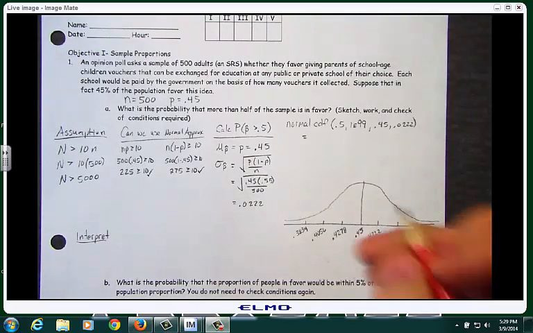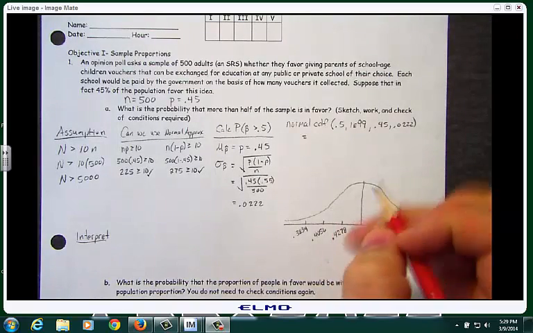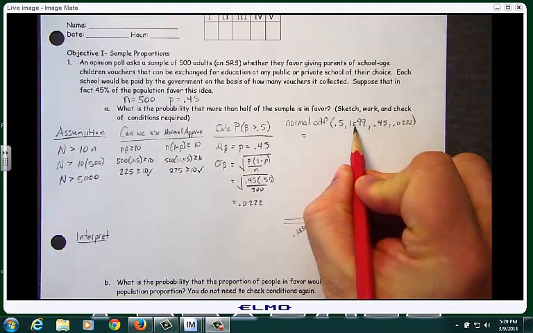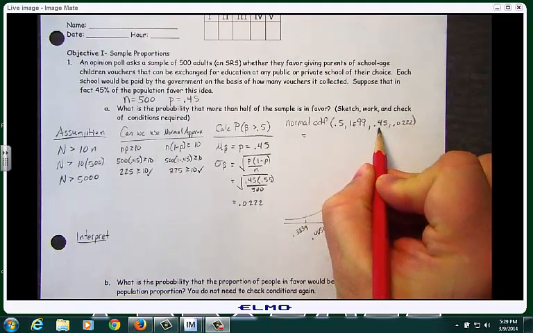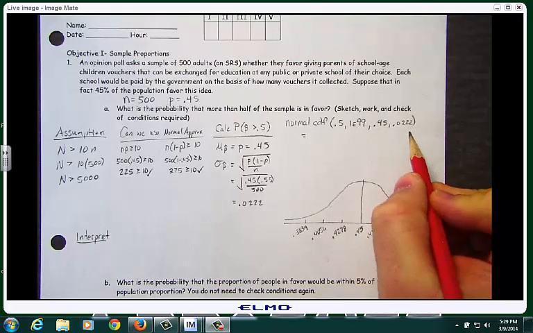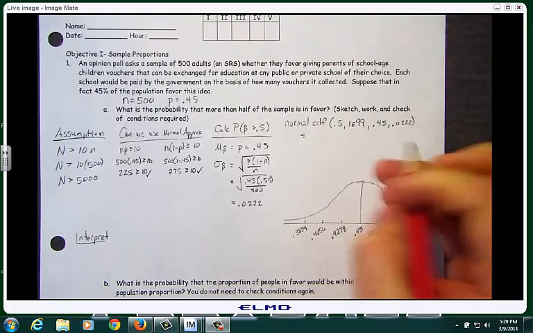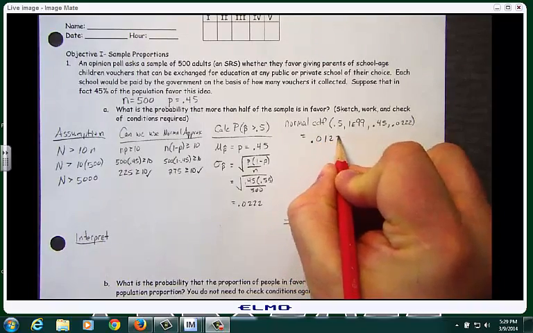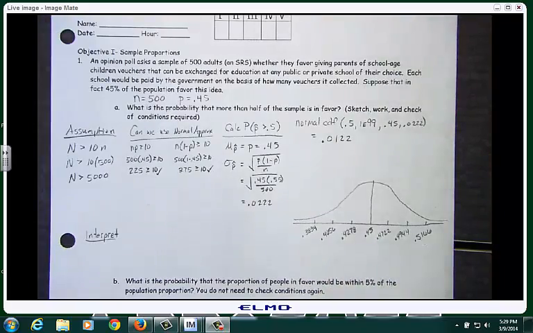To calculate this, you can plug those numbers into the normal CDF. So you're going to go 0.5 to infinity with a mean of 0.45 and a standard deviation of 0.0222. You would calculate out 0.0122 rounded to the nearest 10,000th.